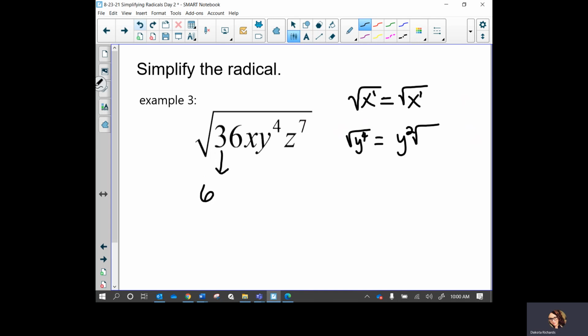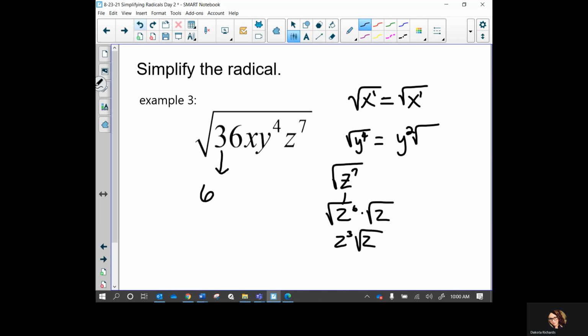Okay, and there is an empty house. Nothing on the inside. Z to the 7th. We're going to break this down as z to the 6th times, square root of z to the 6th times square root of z. Z to the 6th square root will just be Z cubed or Z to the 3rd. And then on the inside, you still have that Z.